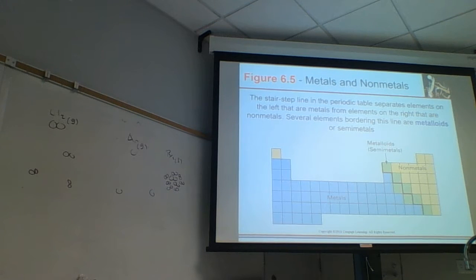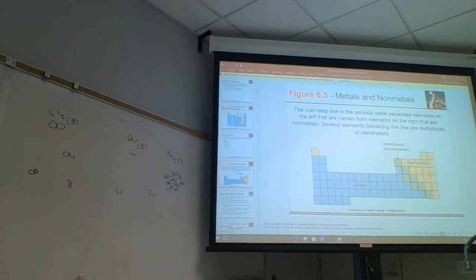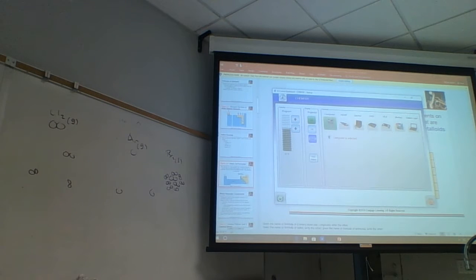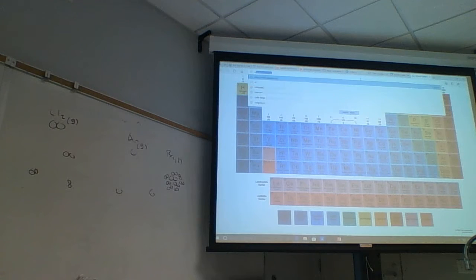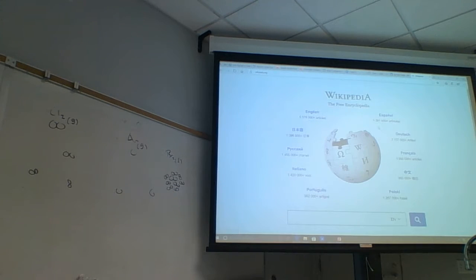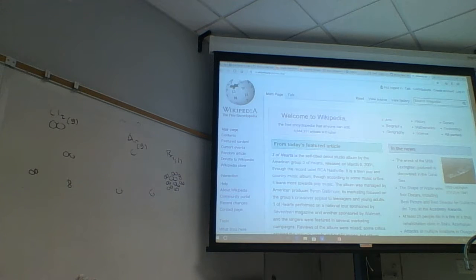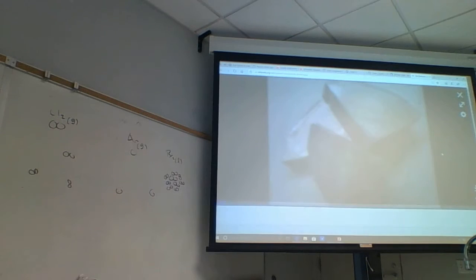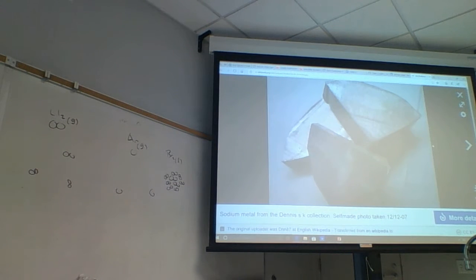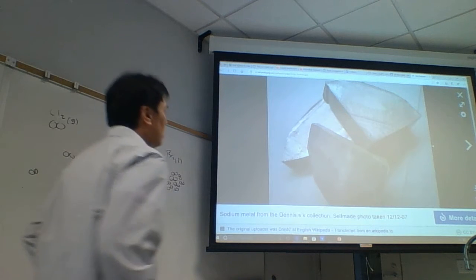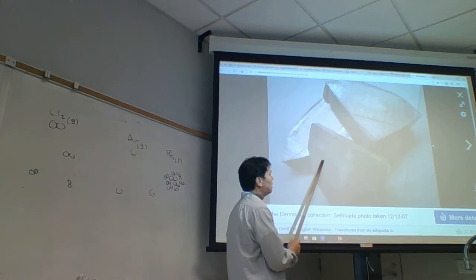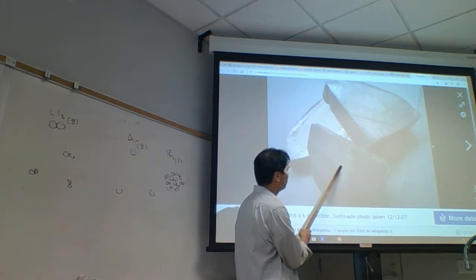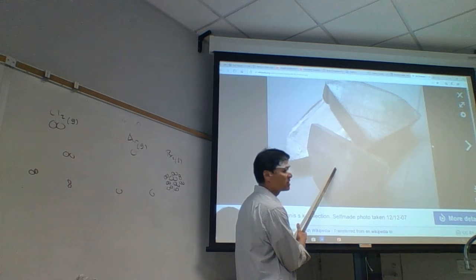Have you seen what sodium looks like? Let me show you a sodium metal. Here, Wikipedia. This is what sodium looks like. Sodium conducts electricity very well in all directions. It has a luster. In fact, this looks a little bit oxidized.